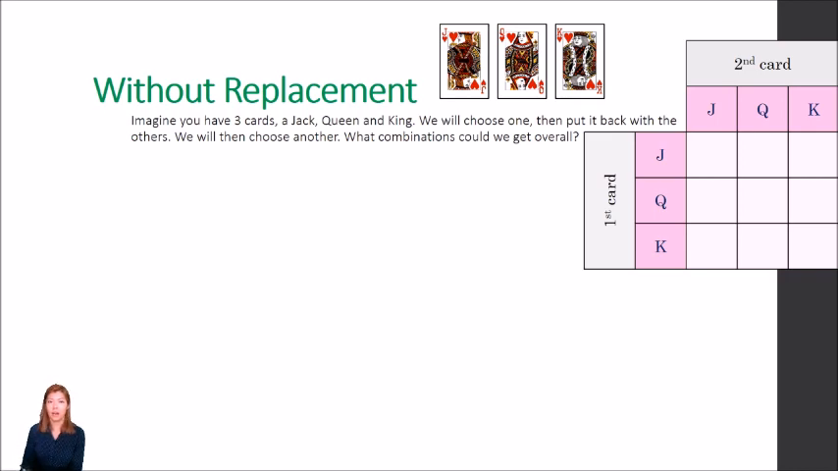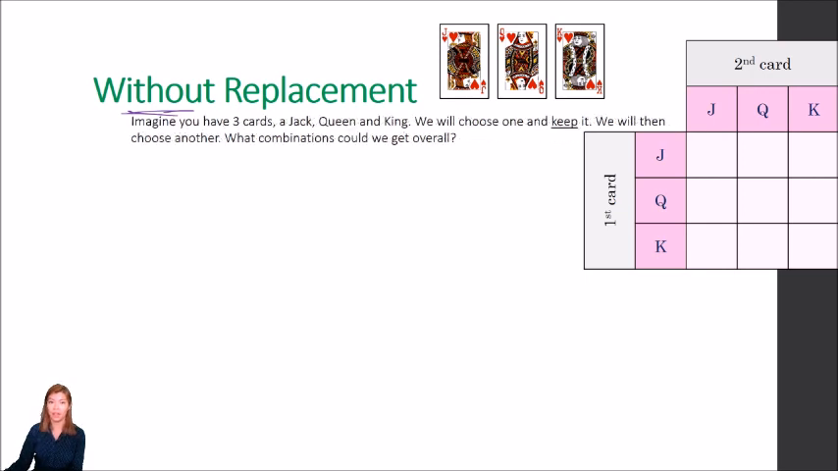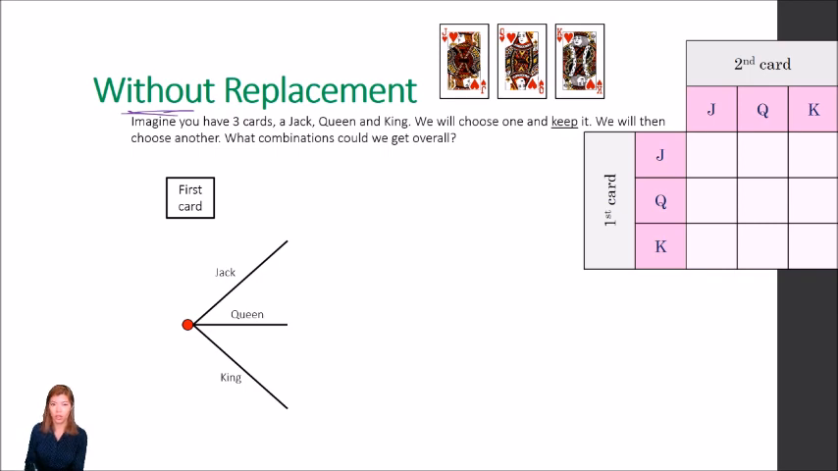Let's have a look at a scenario where we don't put things back, without replacement. Before, in the first event, we took a card and then we put it back, and we took another, the second card. In this event, what happens if we keep the card? When we draw the tree diagram, in our first event, the first card we pick, we have the choice of 3: jack, queen, or king. So the probability of picking that card is 1 out of 3.